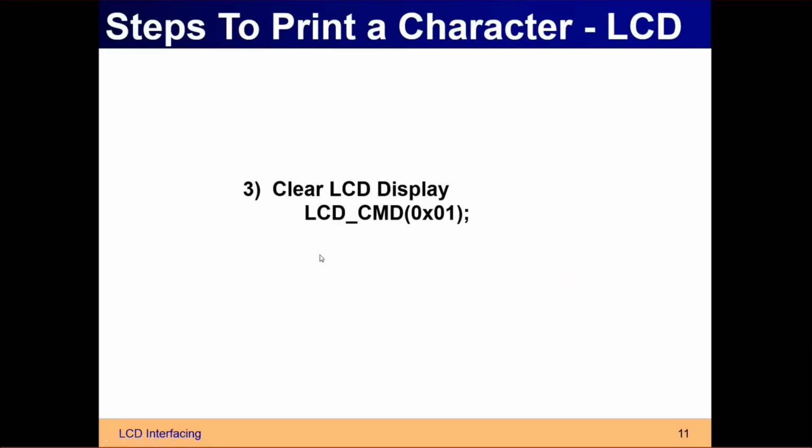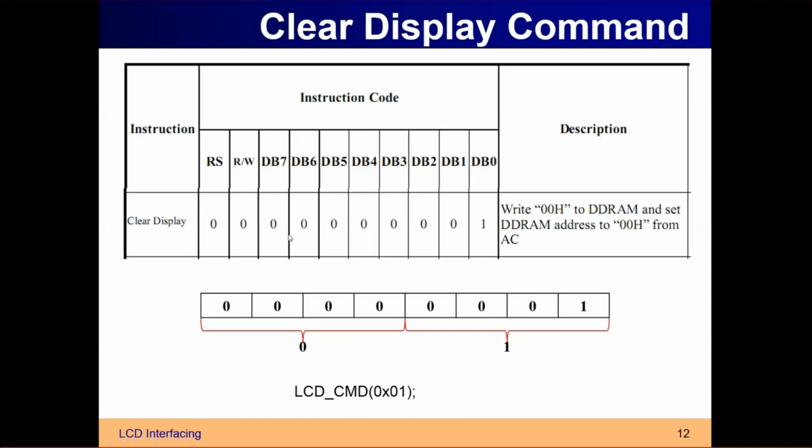The third step is you need to clear the display. For clearing the display, this is the command. Directly 0, 0, 0, 0, 0, 0, 0, 1. So what is the command? 0x01. When I am writing 0x01, the display will be cleared.